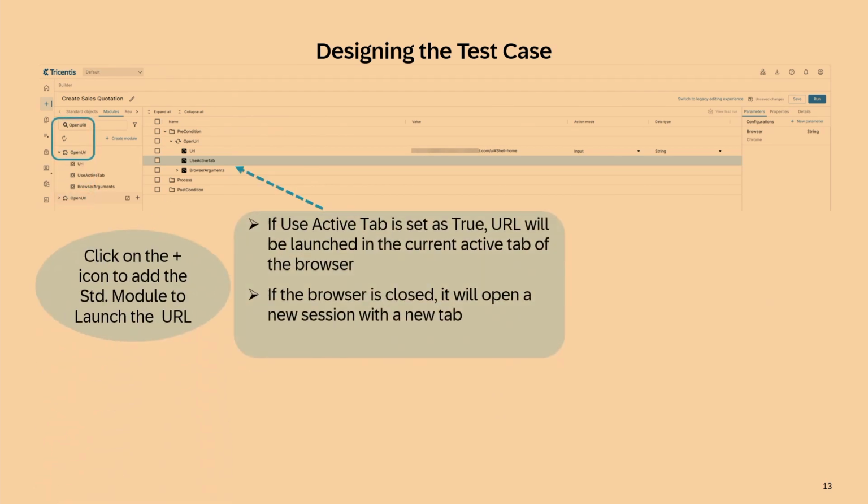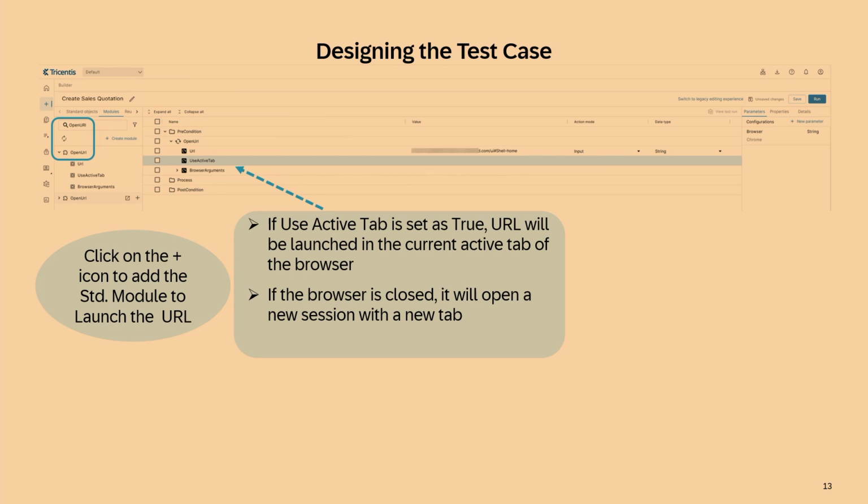So, as I mentioned, these are the predefined module attributes. For example, in this case, I'm going to create a sales quotation. For that, I need to launch a Fiori app. So in this case, it's a web application. So I search for open URL under the module section. Then you need to click on the plus icon next to the module. And that will add this module as a test step into the precondition folder.